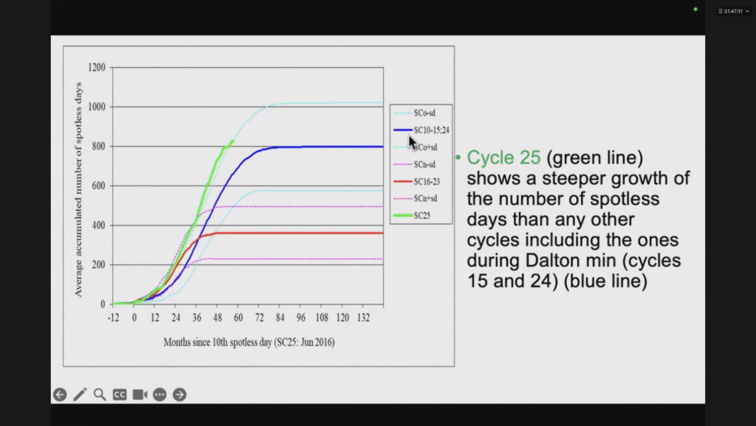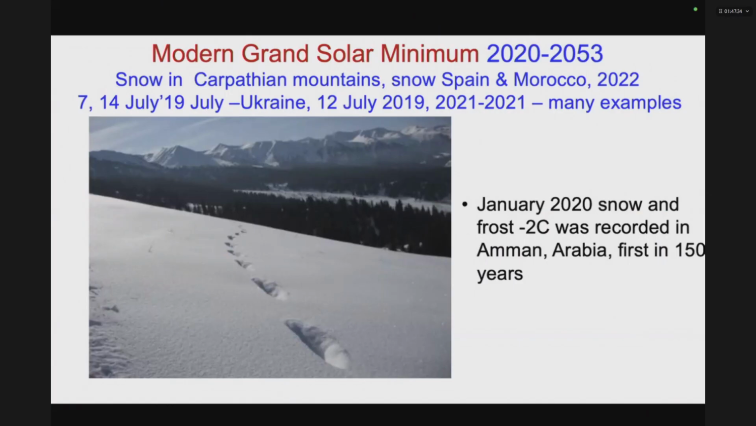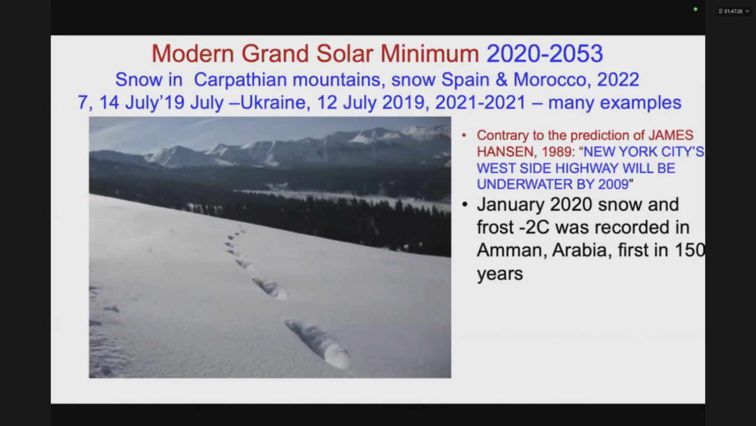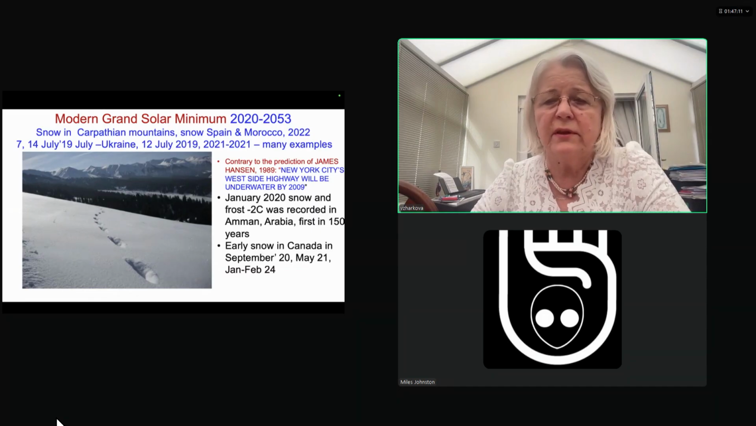The strongest increases were in cycles 10, 20 and 15, when we had the Dalton minimum. But this one is a much sharper increase, which indicates we are entering the grand solar minimum. And we see grand solar minimum observations: snows in Morocco, Spain, Ukraine, minus 2C, and frost recorded in Amman, Arabia, first in 150 years. Obviously, the prediction of James Hansen that the West Side Highway in New York City would be underwater by 2009 did not come true. Nothing happened.